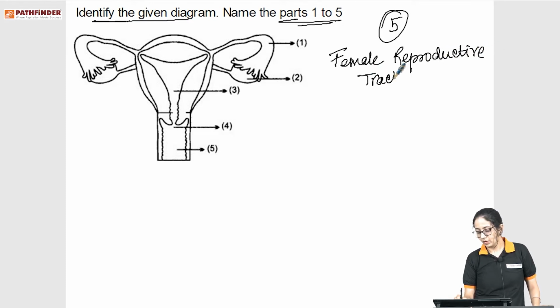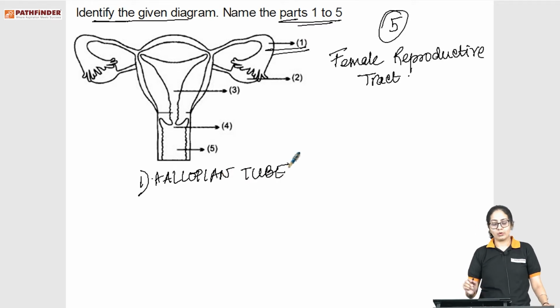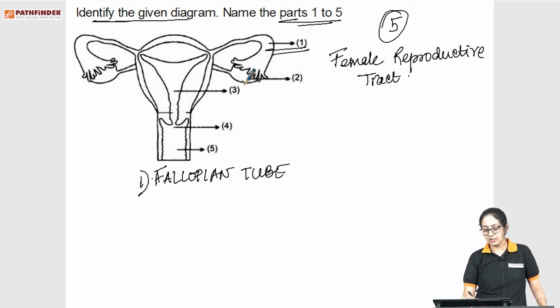Now we go on to the next part of the question, that is name the parts 1 to 5. Do not write all of these at one go, because each of the 5 markers has 1 mark separately. So name point number 1. Point number 1 is the fallopian tube. I would suggest that whenever you are solving such questions, also go through the functions of each of the following. What does the fallopian tube do? It helps in the carrying of the eggs through it.